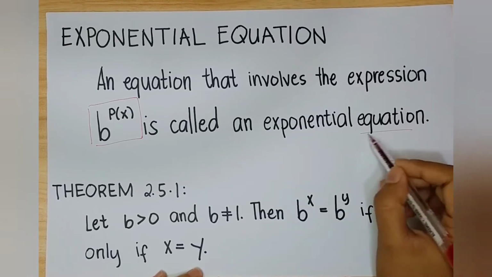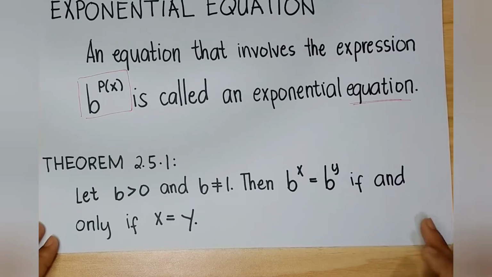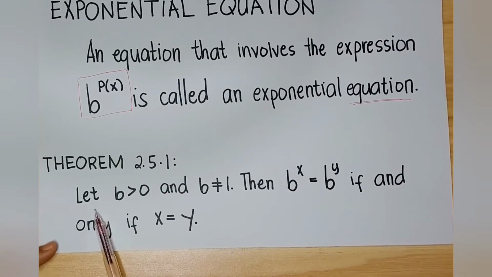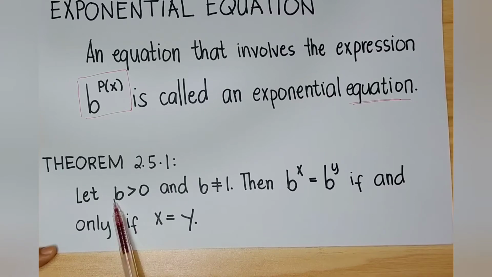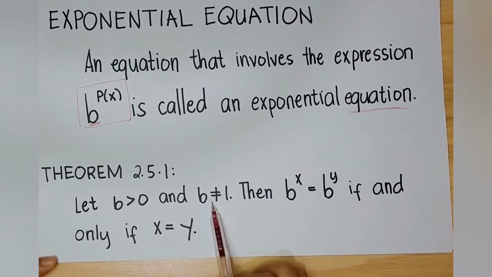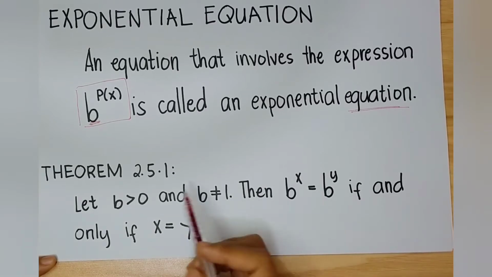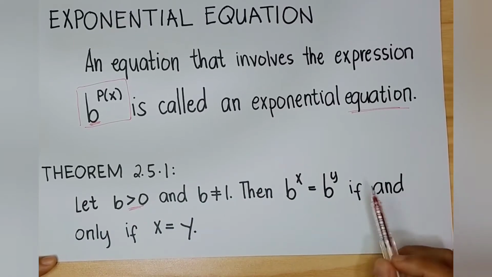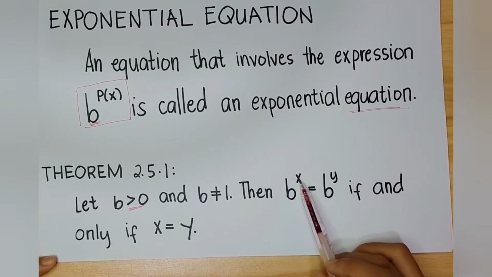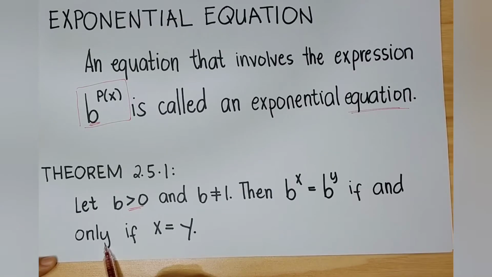So again, naka-equation siya, that means naka-equal signs siya. So meron tayong Theorem 2.5.1, nakasabi dito, let b be greater than 0, so dapat itong b natin, mas malaki siya sa 0 and b is not equal to 1, so hindi siya pwedeng equal to 1. So it can be 2, 3, 4, 5, and so on and so forth. Bawal din negative, since dapat greater than 0. Then, b raised to the power of x is equal to b raised to the power of y if and only if x is equal to y.